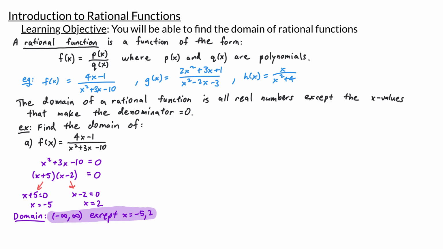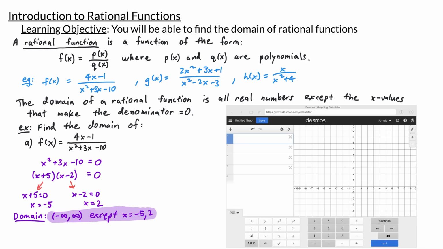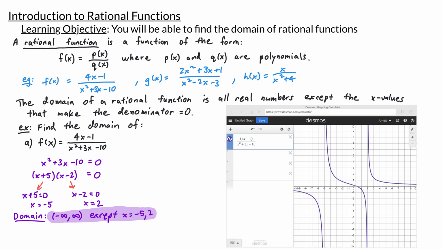Now, before we move on to our next rational function, let's take a look at what the graph of this function looks like. Let's type our function into Desmos to see its graph. We have 4x minus 1 divided by x squared plus 3x minus 10. So this is the shape of the graph of our function.